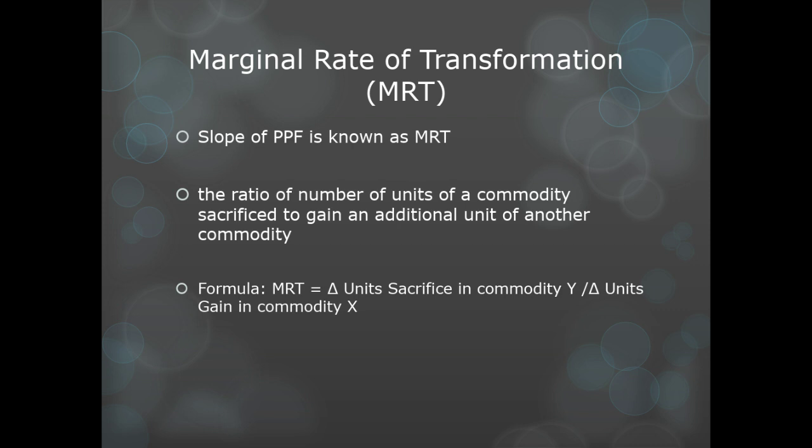Okay, so that particular formula we are using to calculate what? Marginal rate of transformation. So what is it? Marginal rate of transformation means it is the slope of the production possibility frontier. So it shows the ratio in which one commodity is sacrificed for the production of the other commodity.